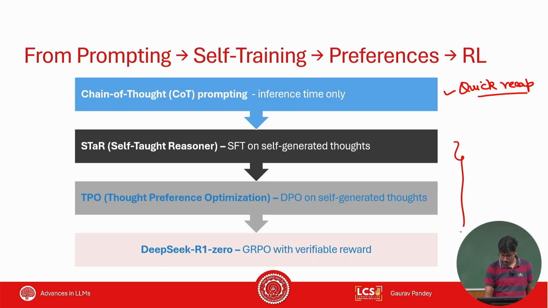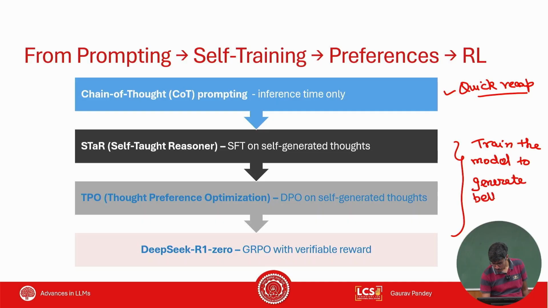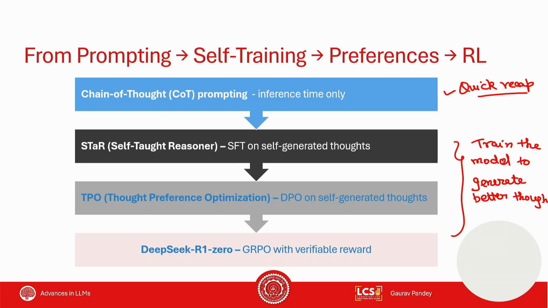So there are these three approaches which try to train the model to generate better thoughts. The first one is quite simple. It just uses supervised tuning on self-generated thoughts. We'll discuss it in more detail. The second one again works with self-generated thoughts, and instead of supervised fine-tuning, SFT, it uses DPO, preference optimization.